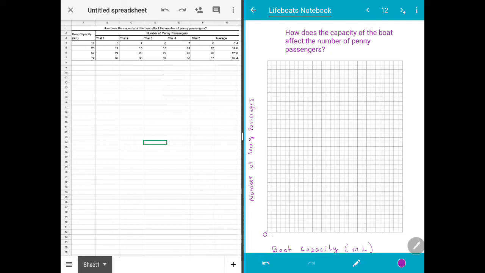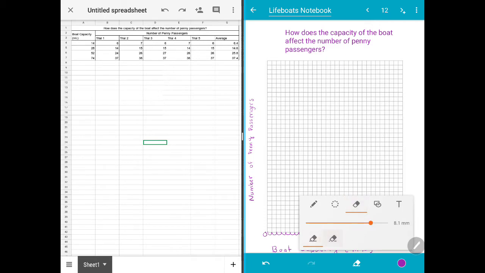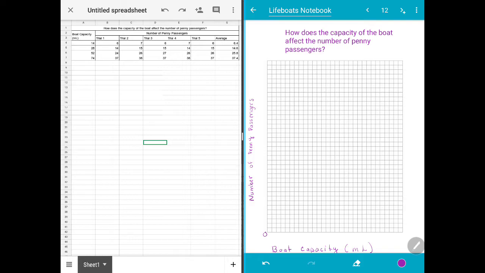So now I've got to count how many spaces I have between 0 and the end. I do it this way: 1, 2, 3, 4, 5, 6, 7, 8, all the way to the end. I do it that way because it helps me count. Then I go in, get my eraser, and I erase those. I happen to know I have 30. So I have 30 spaces to spread out my boat capacity.